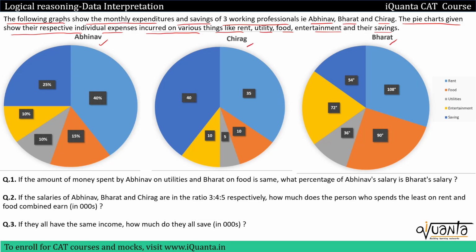And we have some notations over here. This blue color is showing rent, then this is showing food, the orange one, grey one is utilities, yellow is entertainment and this dark blue is savings.